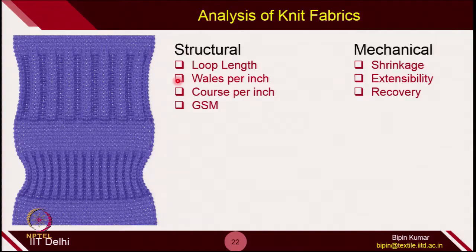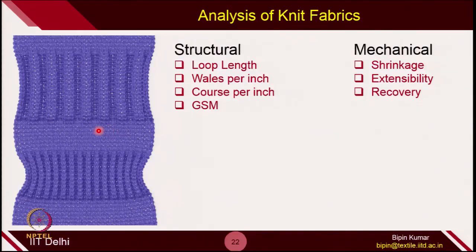Overall, we have seen we can control the loop length, how we control the wales and courses per inch, how we can control the GSM. So, all these structural characteristics. We have also seen 3 mechanical characteristics. One is shrinkage, the fabric shrinks once you take it out from the machine. Fabric extensibility, how much you can stretch at a particular load, and recovery, how well the fabric can go back to its original position. So, these 3 mechanical properties and structural properties must be considered whenever you go for any design.